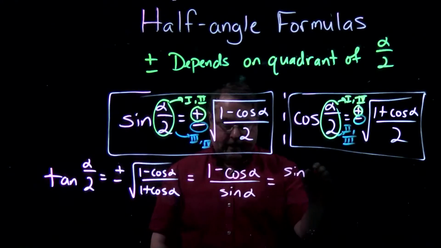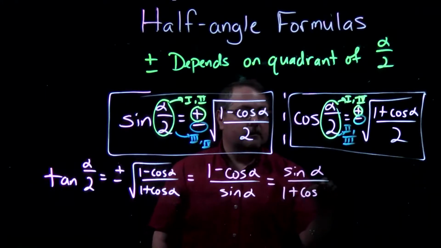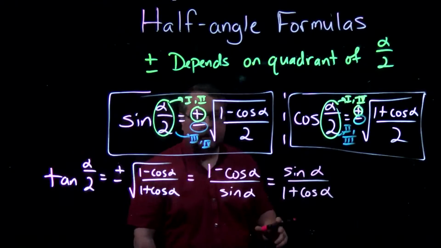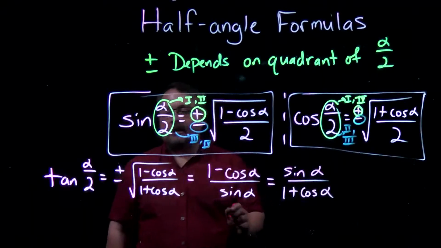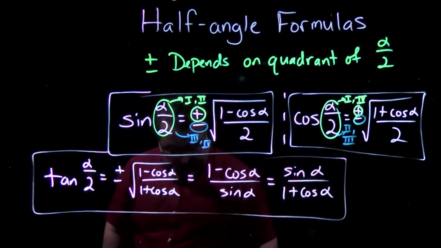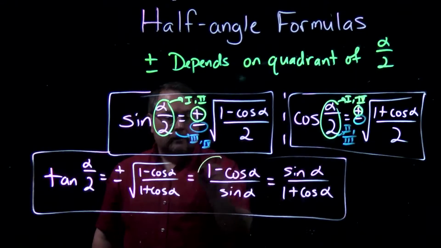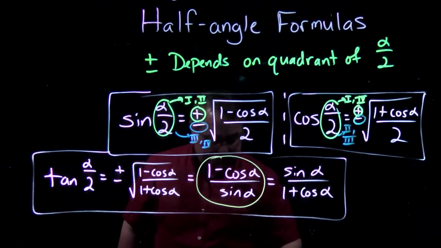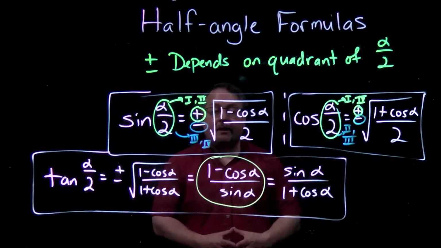The other one is sine alpha over 1 plus cosine alpha. I won't go through the derivations of those two formulas, but these are some other ways that we can express the tangent of half an angle. For my money, for most applications, I prefer this half-angle formula for tangent, 1 minus cosine alpha over sine alpha.